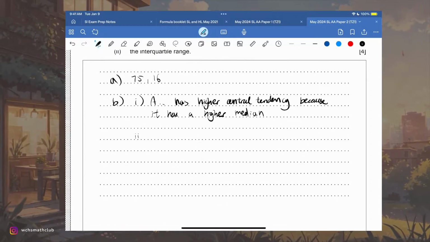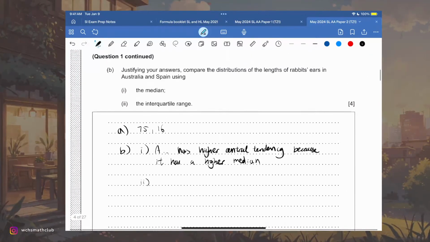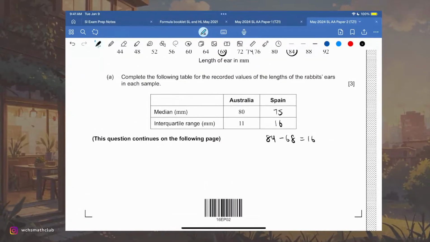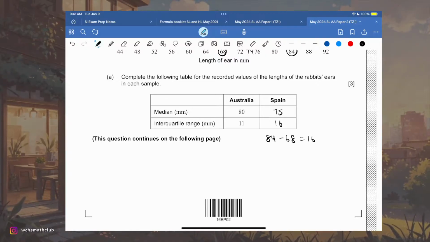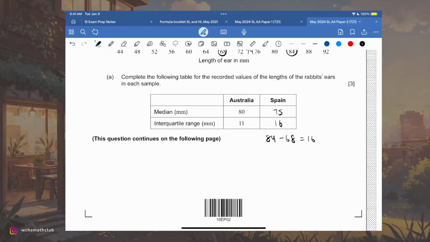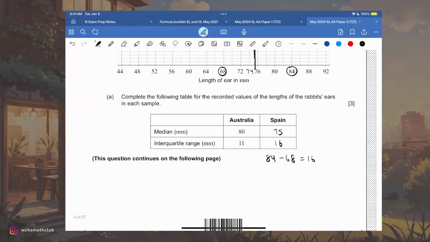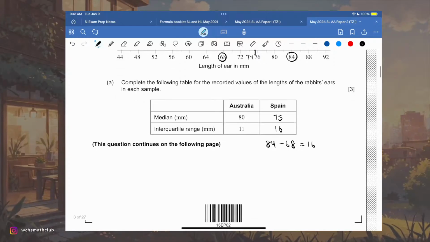Okay, for part (ii), for the interquartile range, we can compare the values here. For Australia, there's 11, and for Spain, it's 16. Because the interquartile range for Spain is larger, this means that there's more variability in the middle 50%, so from Q1 to Q3 of the data, because compared to Australia, it does have a larger IQR.